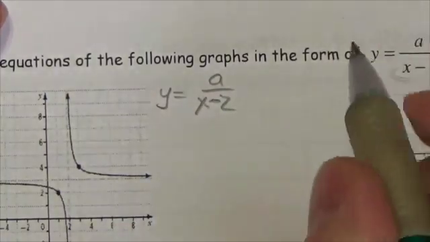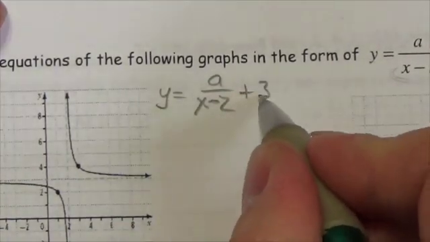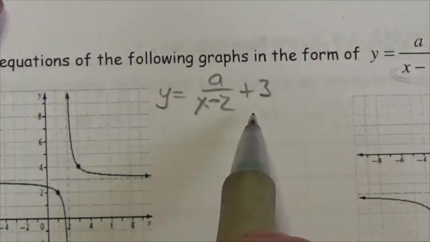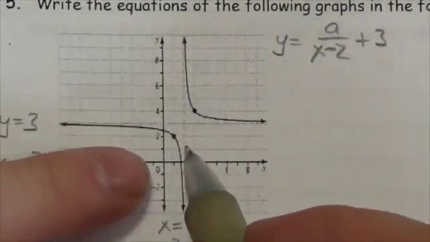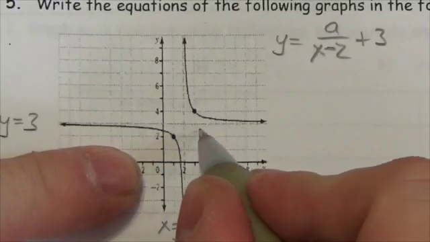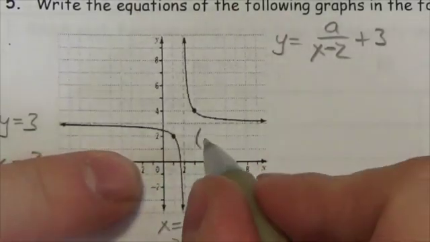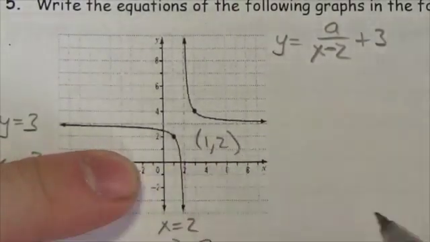That's going to give me that vertical asymptote at 2, plus 3. That's going to give me the horizontal asymptote at 3. Now I'm going to pick one of these 2 points that they've highlighted. Okay, and that point looks right there. And I'm going to use the one with the smaller coordinates because I'm lazy.